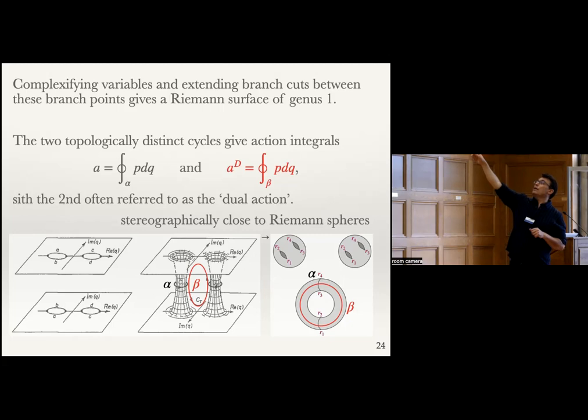And let's introduce the action integral along that red beta cycle. We'll call it the dual action. So we have the usual action you're familiar with from classical mechanics, and now we have a dual action. Topology and complex analysis, the Cauchy integral formula sort of things, tell us that these are the only 2 non-trivial closed cycle integrals on this surface.